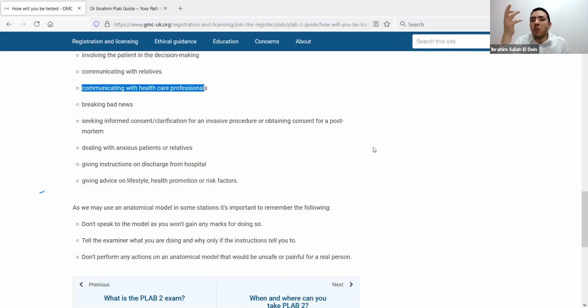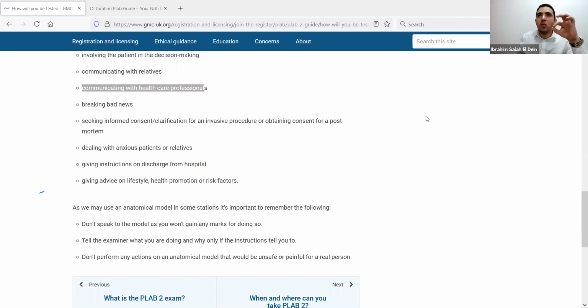So at some point you may need to take consent from a patient to do some procedure, an invasive procedure, and before taking this consent, you may need to explain everything in a clear way.